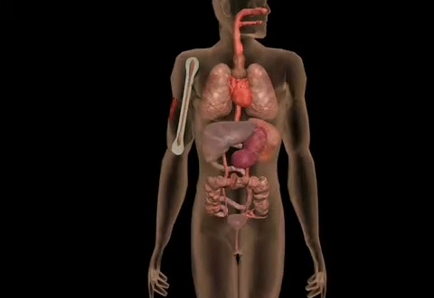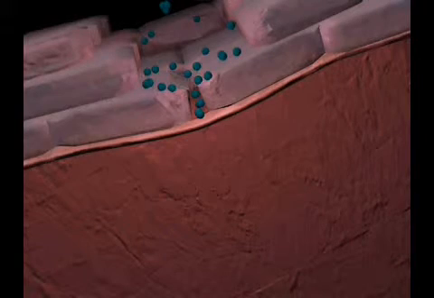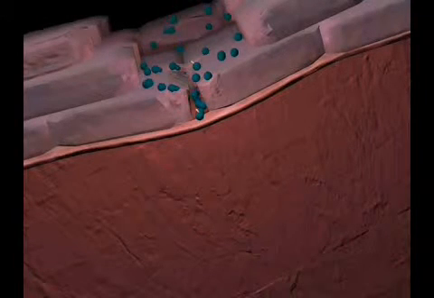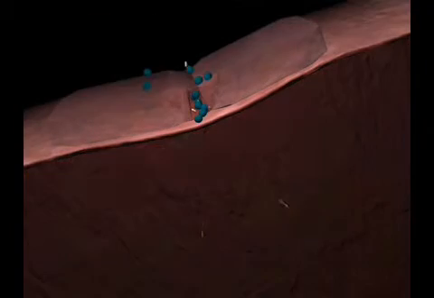For example, C. tetani, the causative agent of tetanus. A bacterial colony could become established following a wound. The bacteria multiply and release toxins into the surrounding tissue.